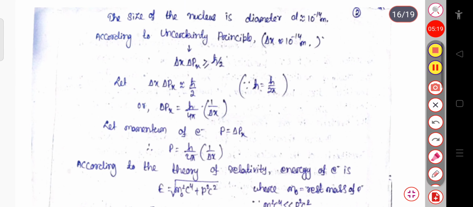If we consider the size of the nucleus with diameter d equal to, suppose, 10 to the power minus 14 meter, that is, if we consider the diameter of the nucleus is 10 to the power minus 14 meter.